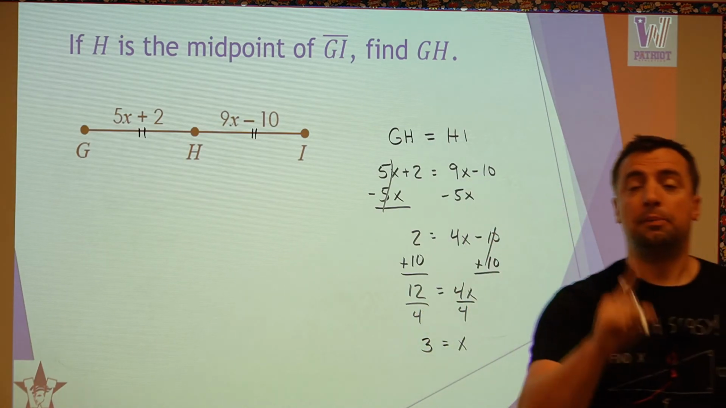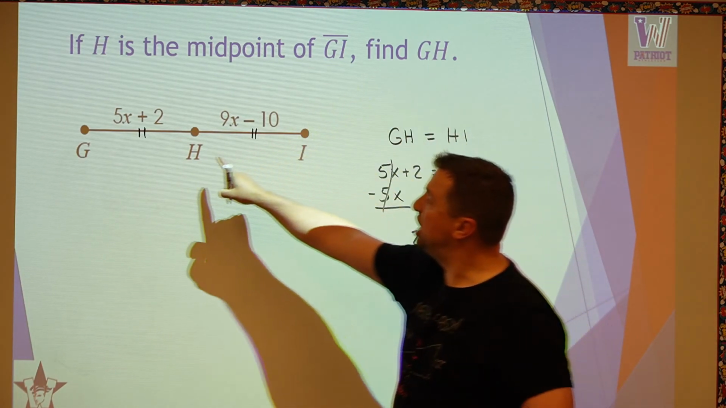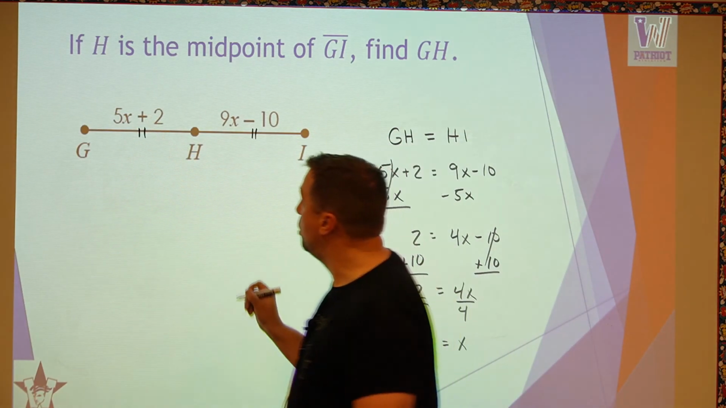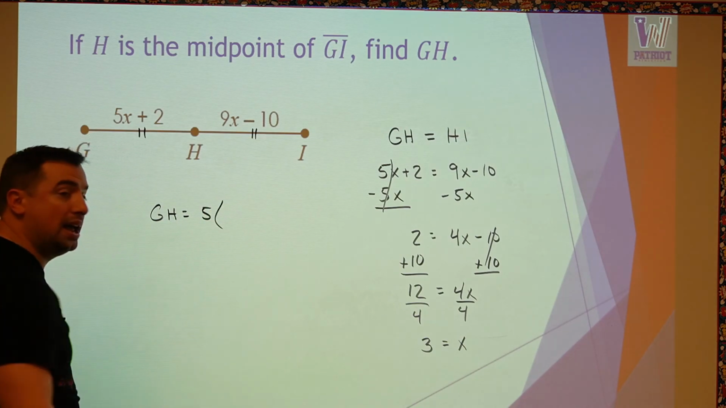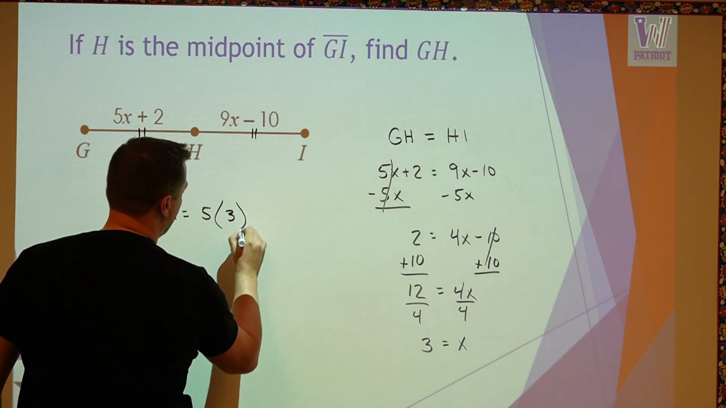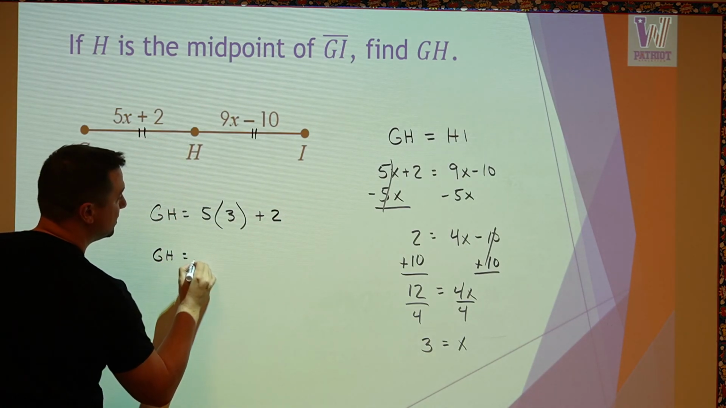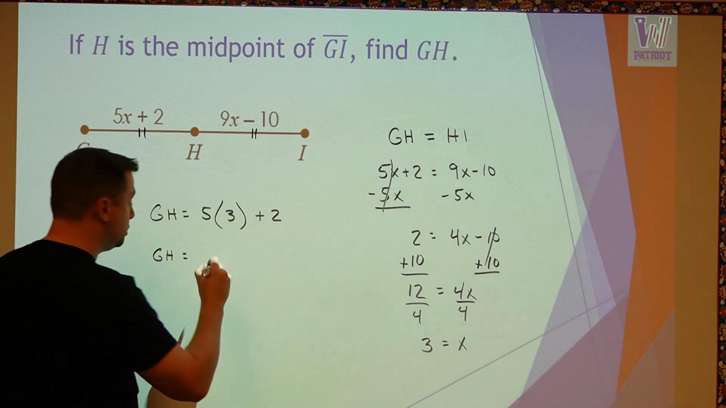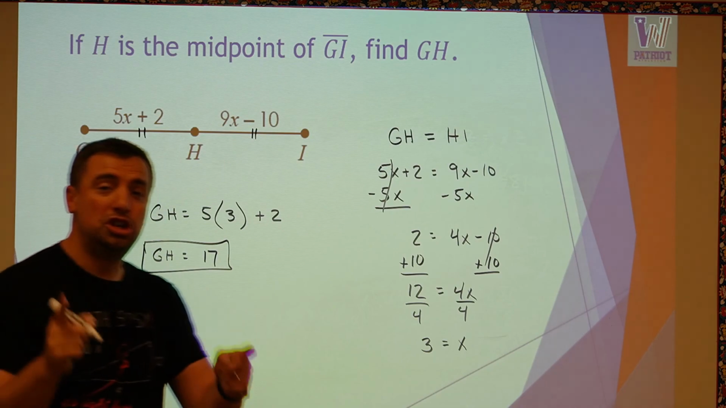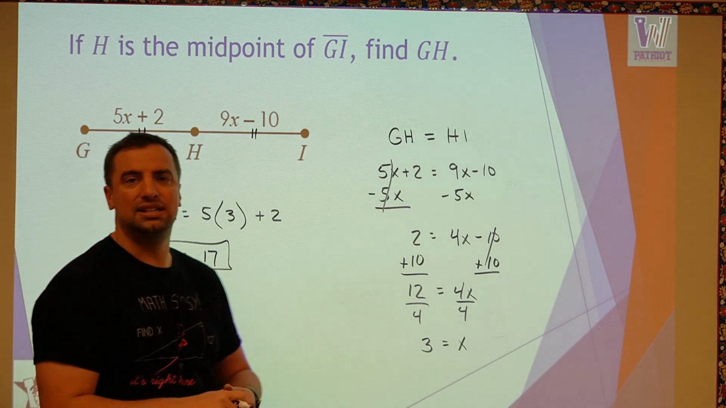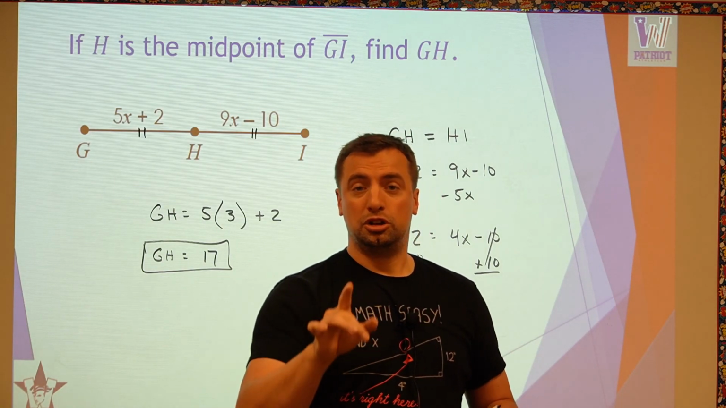I know what x is. But that's not what the question asks us. The question asks us, what's GH? GH is over here. Plug it in, and we're ready to go. GH equals 5 times what? 5 times 3, you got it, plus 2. So I know what 5 times 3 is. That's 15. Plus another 2, that's 17. And now I've answered the question. GH equals 17.